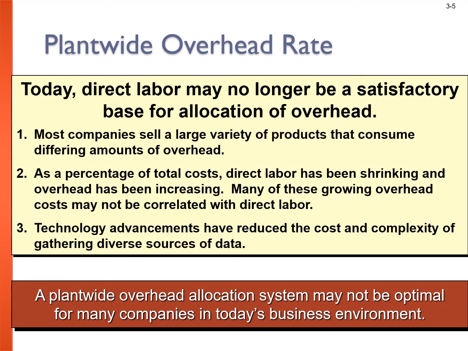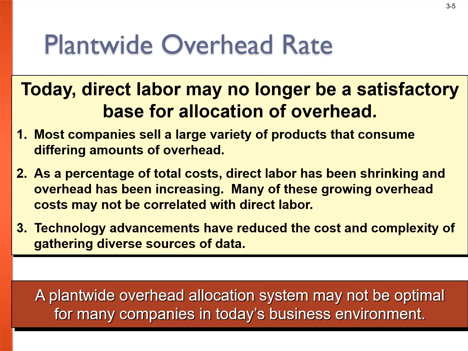Well, today, direct labor may no longer be a satisfactory base for that type of allocation, for this plant-wide overhead rate, one rate of overhead for every single thing you make. Why? Because companies sell a large variety of products that consume differing amounts of overhead. As a percentage of total costs, direct labor has been shrinking and overhead has been increasing. Many of these growing overhead costs may not be directly related to direct labor, like they were in the past, or felt they were in the past.